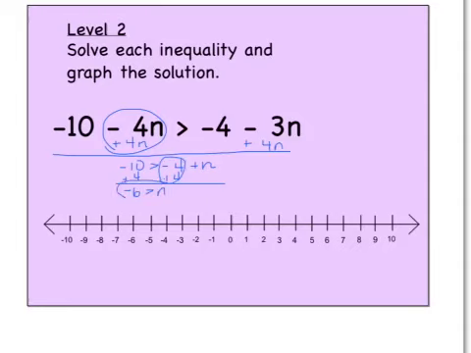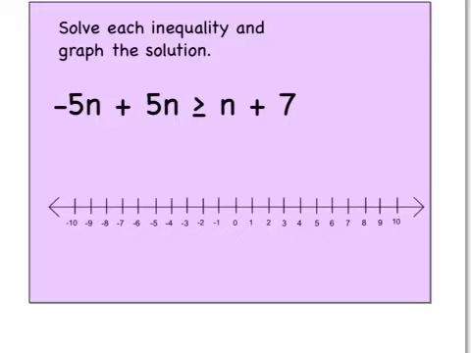n. Now, in this case, it looks like we would shade to the right, but remember, our variable's on a different side right now. You could rewrite this as n is less than negative 6. Notice the point is pointing towards the n here, and the point is pointing towards the n here. So here I'm going to put an open circle on negative 6 and shade to the left because it's less than.